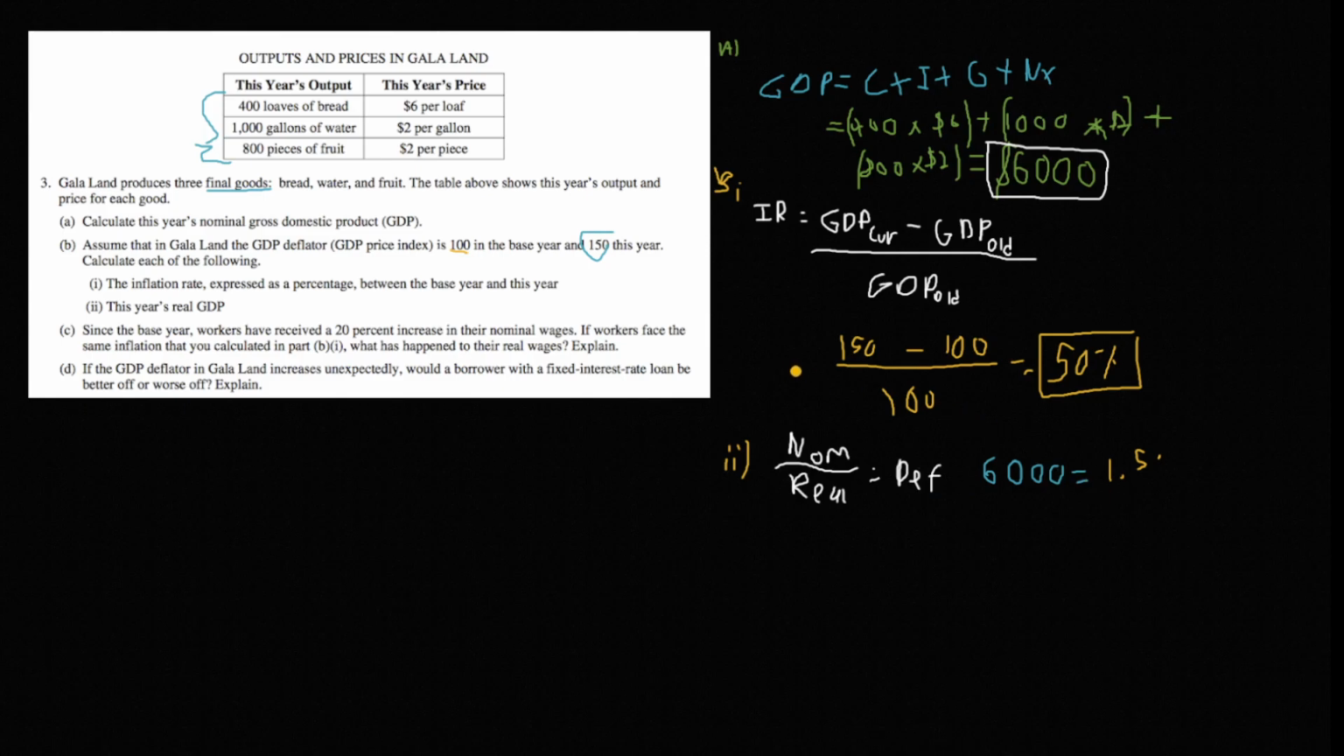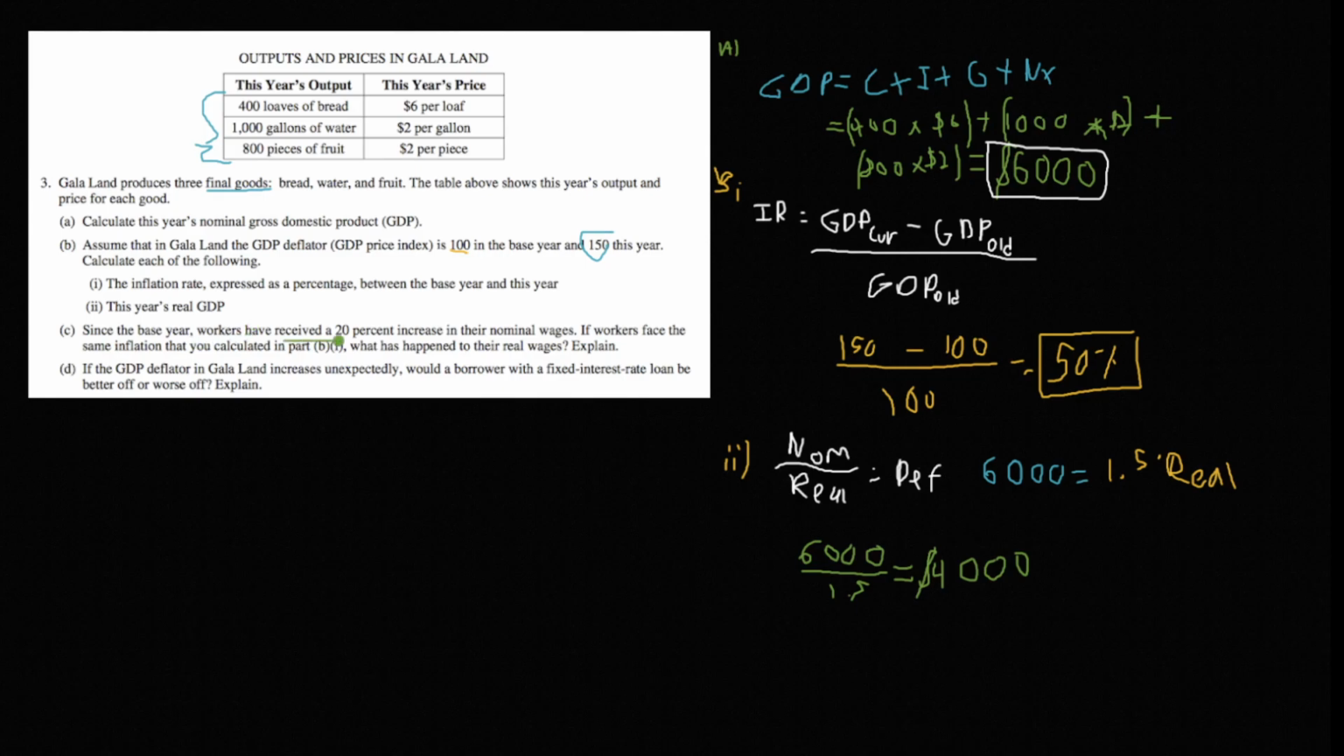So we have 6,000 is equal to 1.5 times our real GDP, and then we can divide both sides by 1.5 to get our real GDP. 6,000 over 1.5 is 4,000. $4,000. All right. What about C?